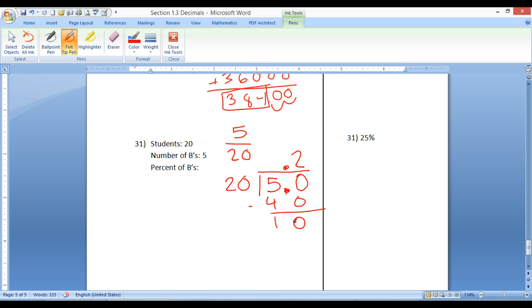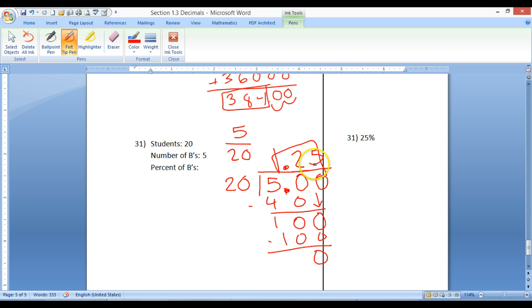Subtract is 10. 20 won't go into 10, so I need to give myself another 0. 20 will go into 100 a full 5 times. 5 times 20 is 100. Subtract is 0. So our answer is 0.25.